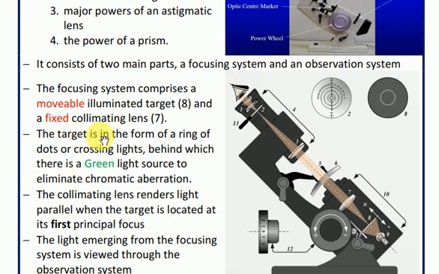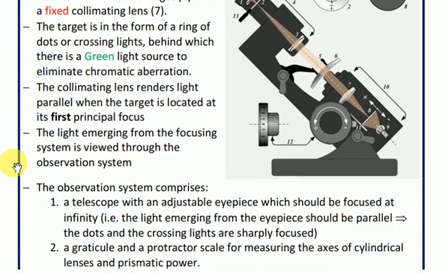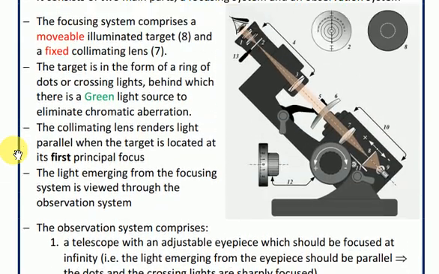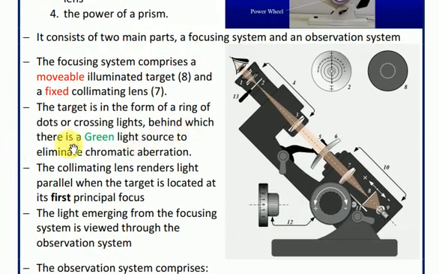The target is in the form of a ring of dots or crossing lines. As you can see, these are crossing lines and there is a ring of dots. This is usually the target, behind which there is a green light source to eliminate chromatic aberration. This is the collimating lens. It renders light parallel when the target is located at its first principal focus.